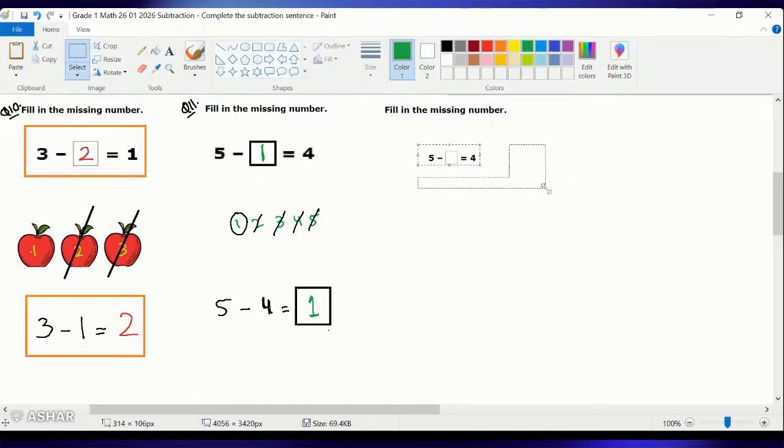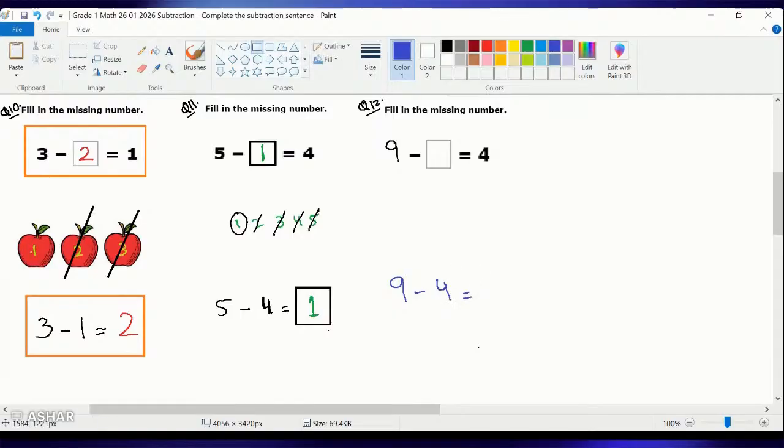If I would say, rather than 5, this was given as a 9. Question number 12. So 9 minus something is equal to 4. This seems more difficult, right? Can we open up 9 fingers? 9 minus something should be equal to 4. That is difficult. So can we do it the other way around? 9 minus 4 should be equal to the answer.